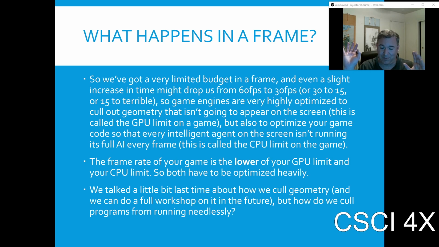So if you have a really good GPU and a really crappy CPU, then you're going to be what's called CPU bottlenecked. Your CPU is going to be limiting your frame rate. And contrary, if you have a really fast CPU and a really terrible GPU, then you will be GPU bottlenecked. And that's probably more common these days. Although some games are CPU intensive.